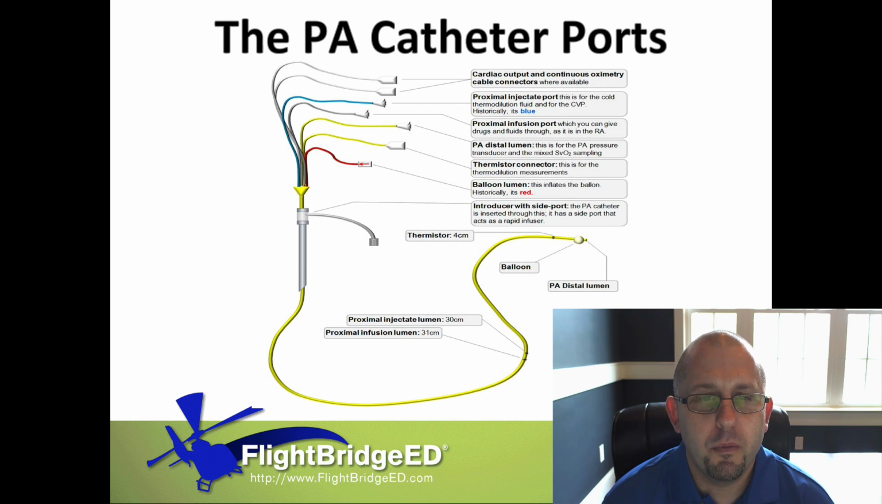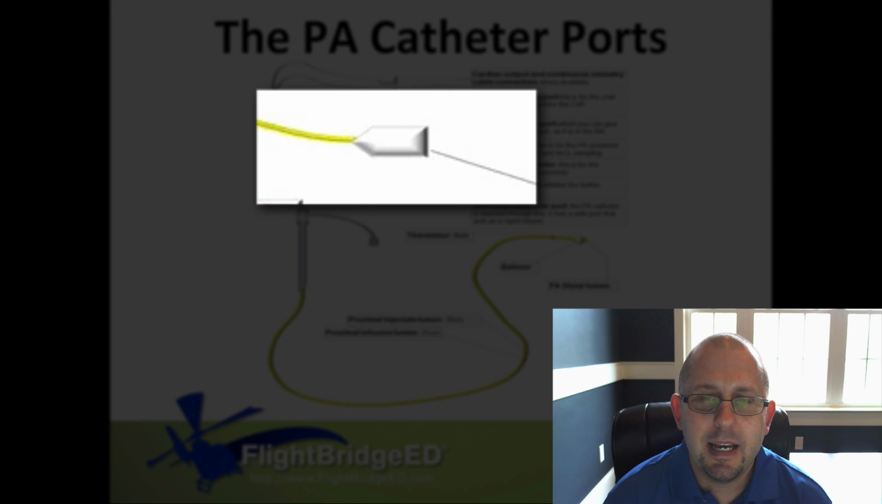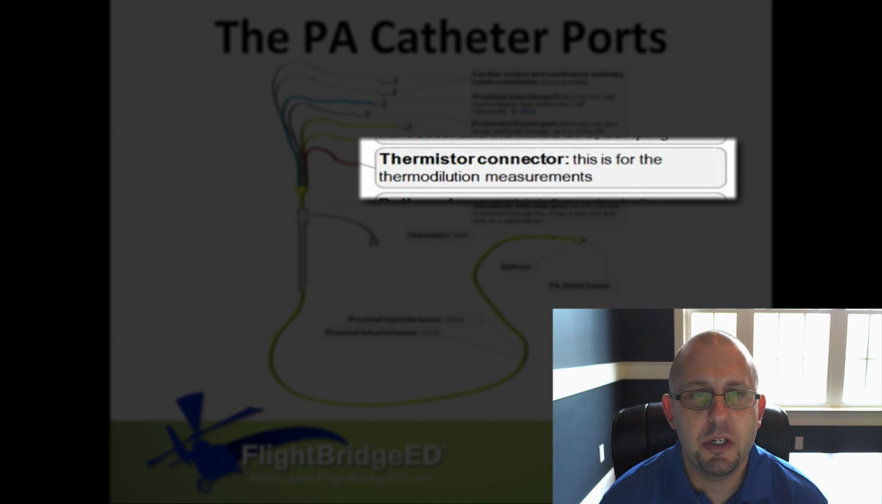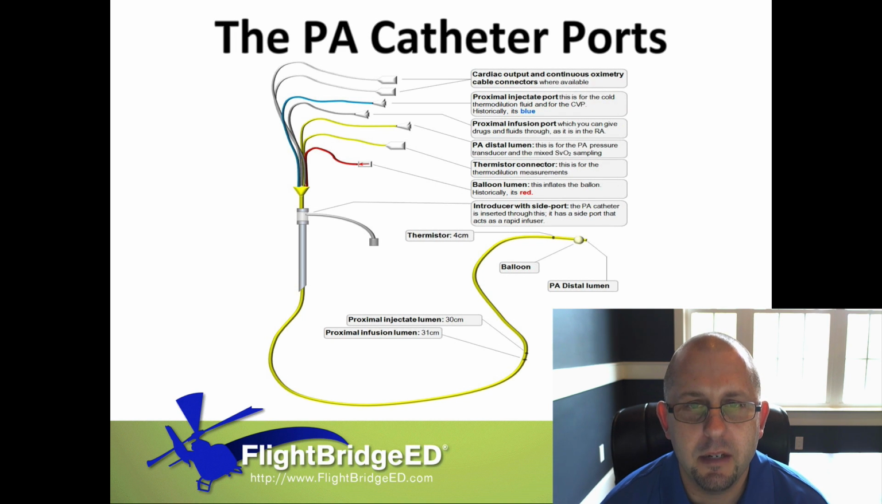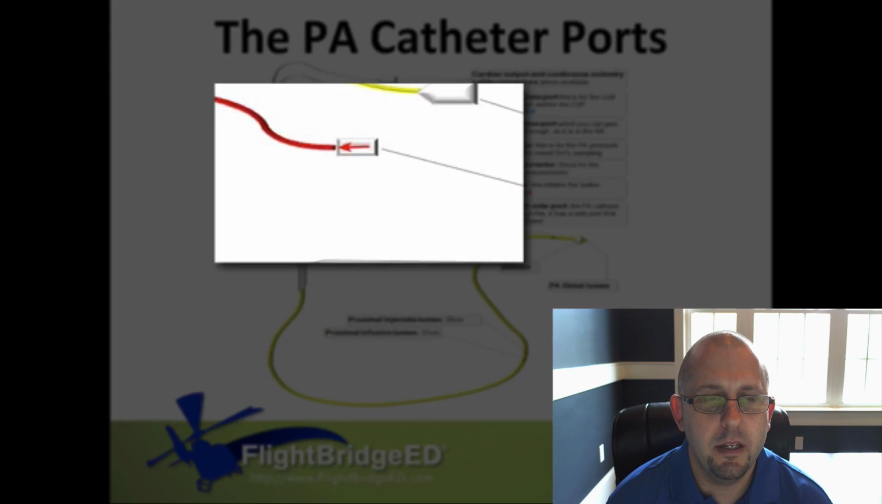Your last port that we're going to discuss here is, I should say, we got a few more. So your thermistor connection, that's going to be that second yellow connection. That's a connection where we can see actual thermodilution measurements. What's our temperature? It's important, obviously, to be able to identify a temperature. And so all Swan catheters or Swan-Ganz catheters do not have that capability. Only specific ones do. Your next one is your red port.